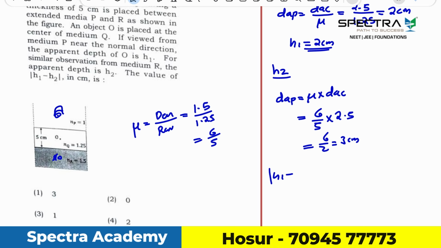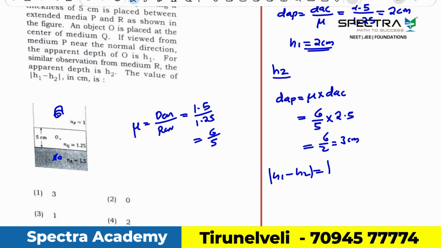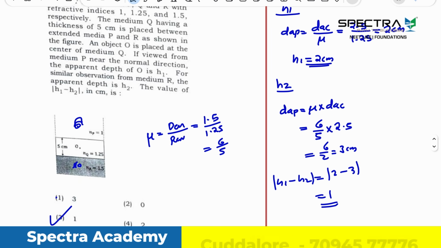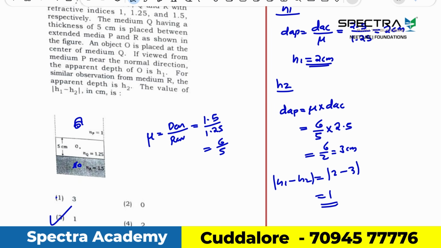The magnitude of h1 minus h2, that will be 2 minus 3, right? So that is 1. So what is your right option? The right option is option 3, which is 1. Okay.